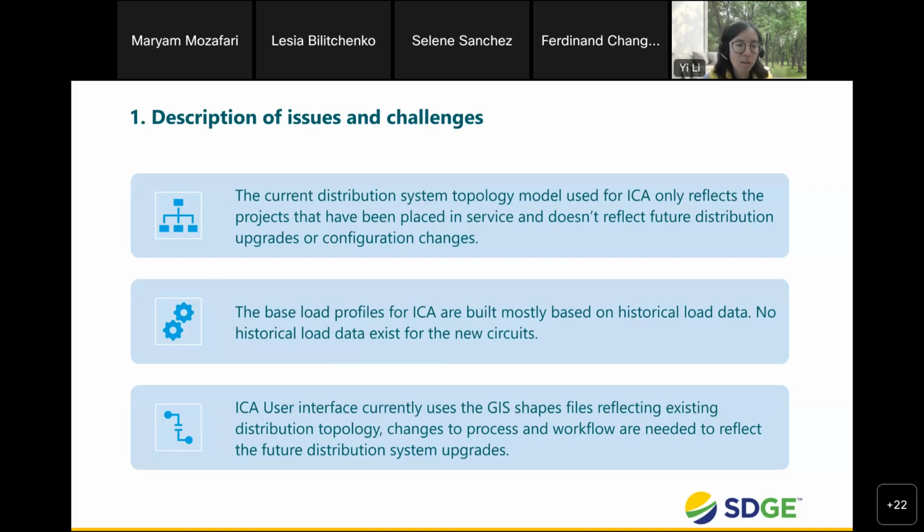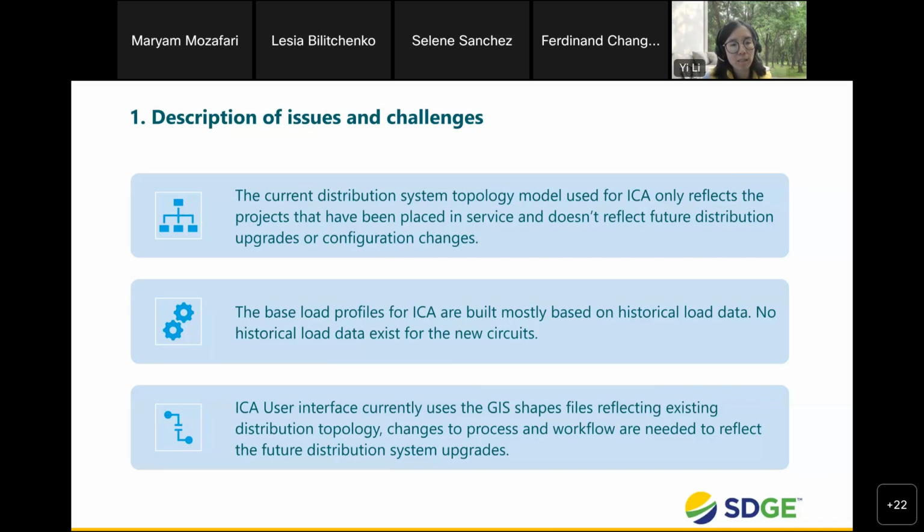In addition to that, the base load profiles for ICA are built mostly based on historical load data, which comes either from our SCADA system or from our advanced metering infrastructure system as an aggregate to inform a base load condition for Load ICA analysis. So for some of the new circuits coming out of those distribution system upgrades and/or configuration changes, we don't necessarily have historical load data to build the new circuit profile. So we have to develop a methodology to come up with those profiles in order to populate the base load case for ICA.